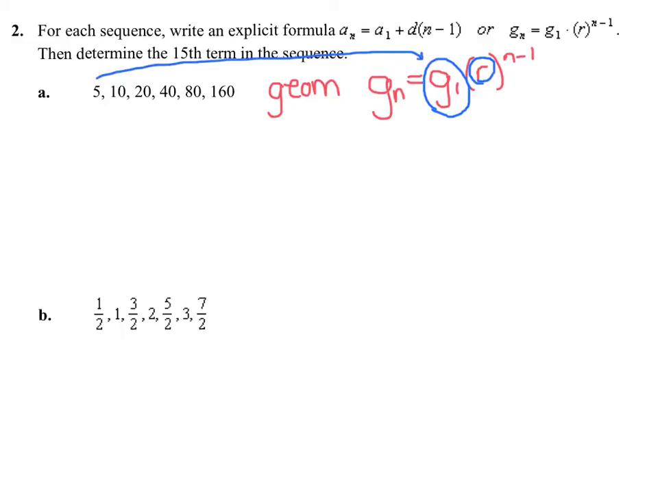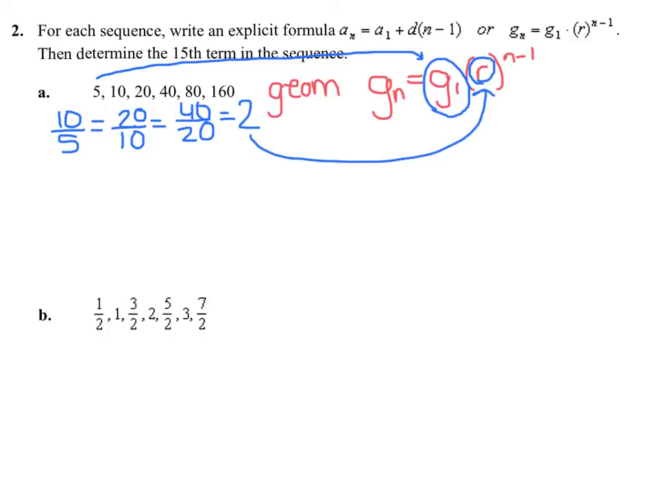That goes in the 5 spot. And the r is going to come from doing 10 divided by 5, 20 divided by 10, 40 divided by 20. And what do we see all of these equal to? All of that is equal to 2. That's our common ratio, and that's going to go in the r spot. And then that's going to be how you write an explicit formula. G sub n equals 5 parentheses 2 parentheses closed raised to the n minus 1.